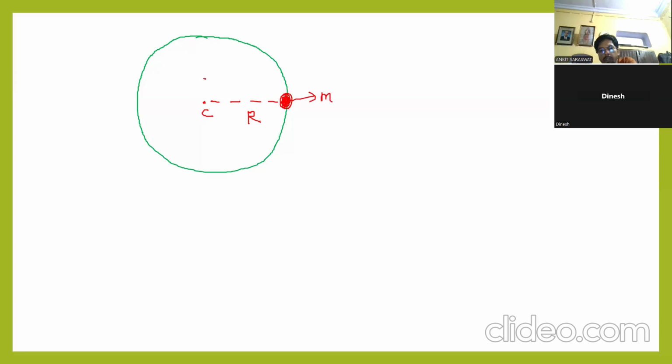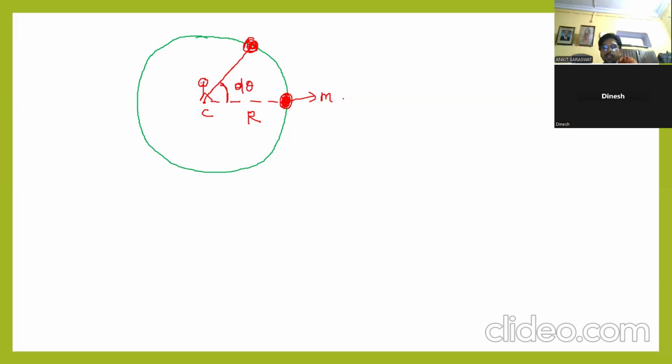If you are the observer at the center, and you are looking at this particle moving. Initially, it is here. After some time, this particle has moved through this much angle. Let us suppose this angle is d theta. How much? d theta.